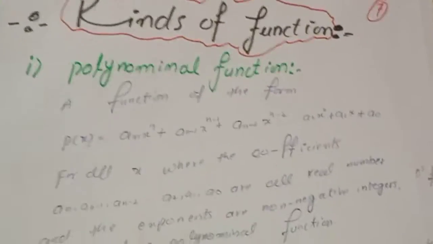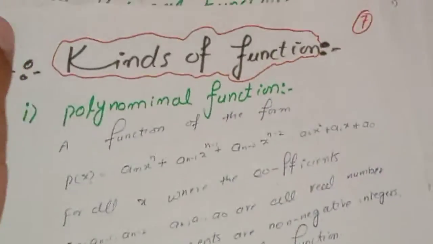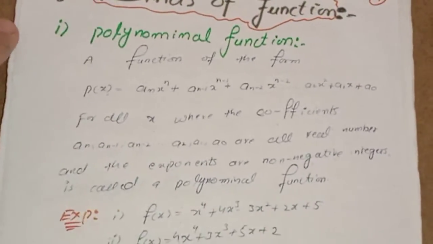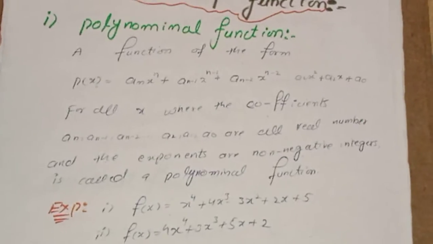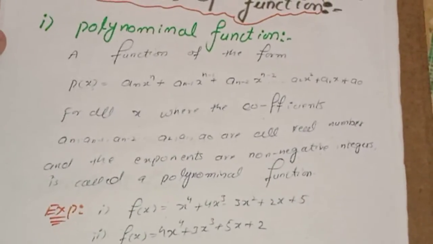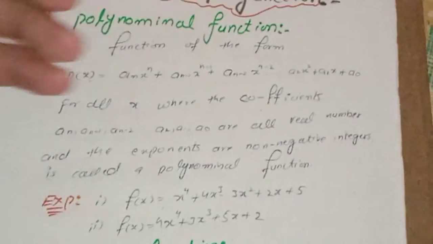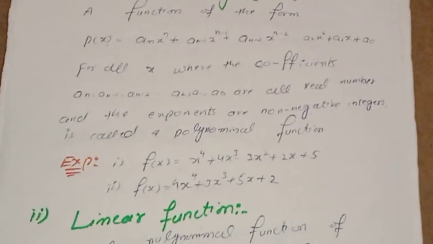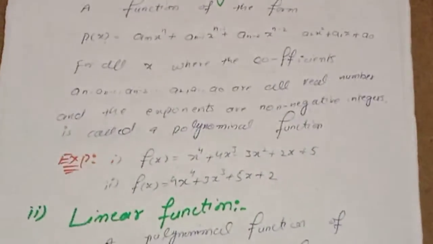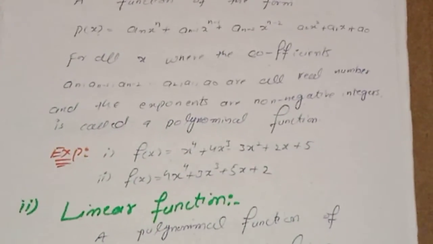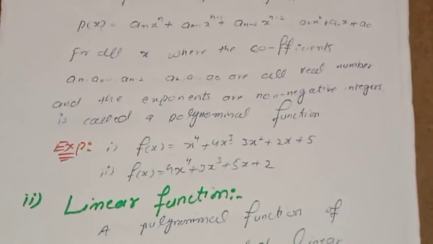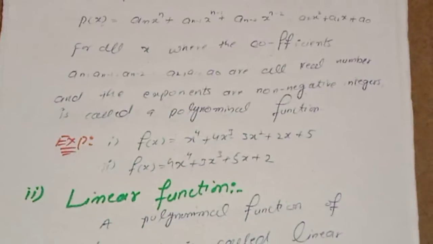Now here are different kinds of functions. Number first, polynomial function. A function of the form f of x is equal to a_n x power n plus a_(n-1) x power n minus 1 plus a_(n-2) x power n minus 2, up to a_2 x square plus a_1 x plus a_0, for all x, where the coefficients a_n, a_(n-1), a_(n-2), up to a_2, a_1, a_0 are all real numbers and the exponents are non-negative integers, is called a polynomial.